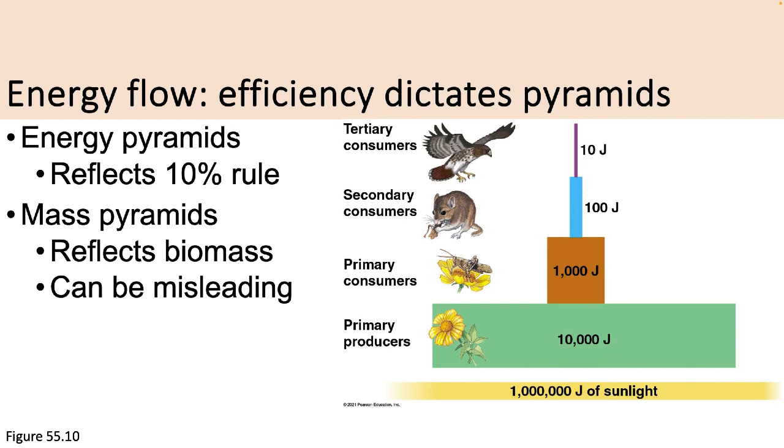which would be about 1,000 joules. Kangaroo rat eats the grasshopper, about 10% moves on, so 100 joules. A hawk comes along, eats the kangaroo rat, and gets 10% of the kangaroo rat, which is about 10 joules of energy. Again, it's about 10%, it's not exact, but somewhere on the order of it. So what does this tell us?